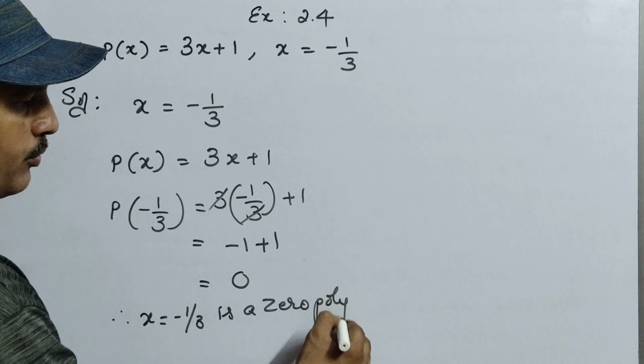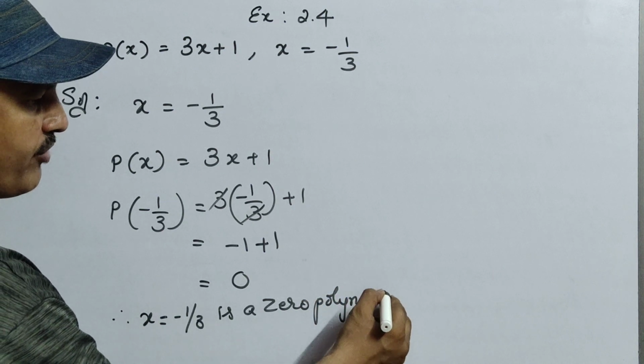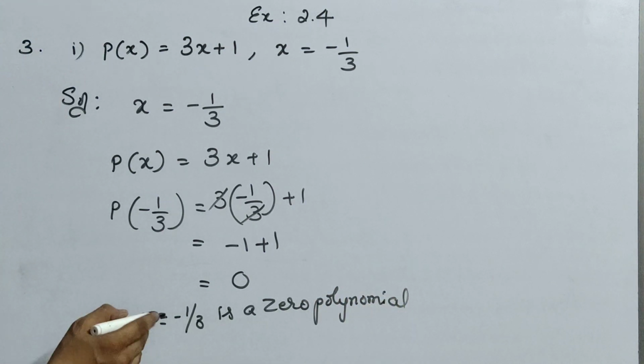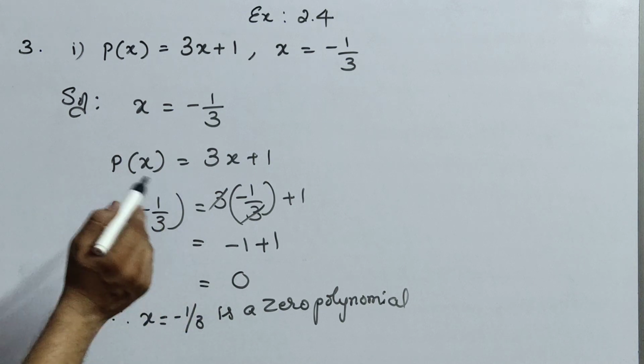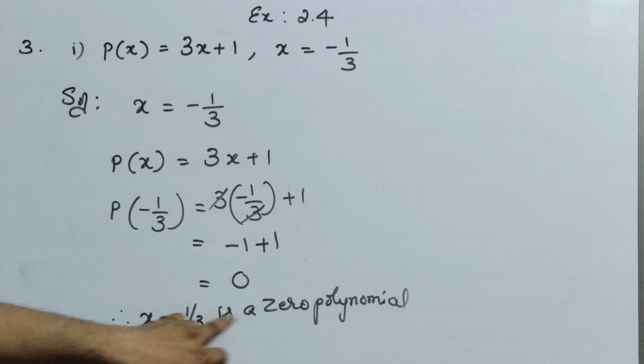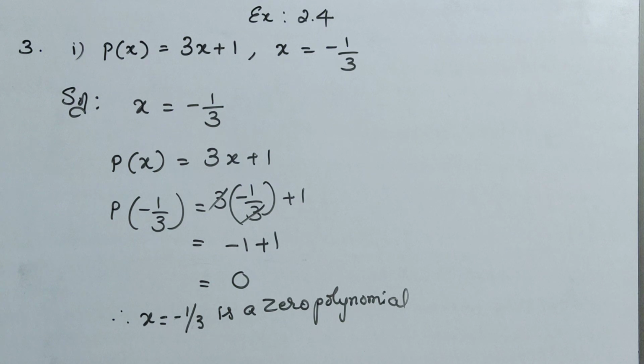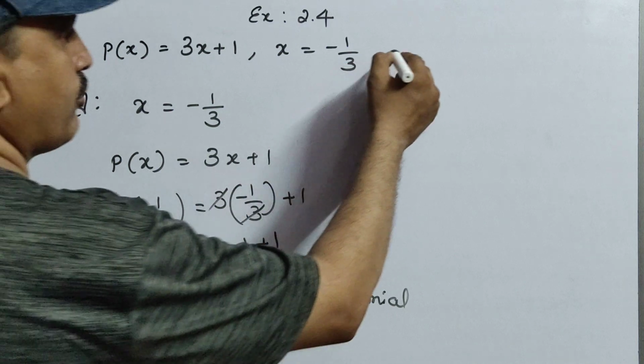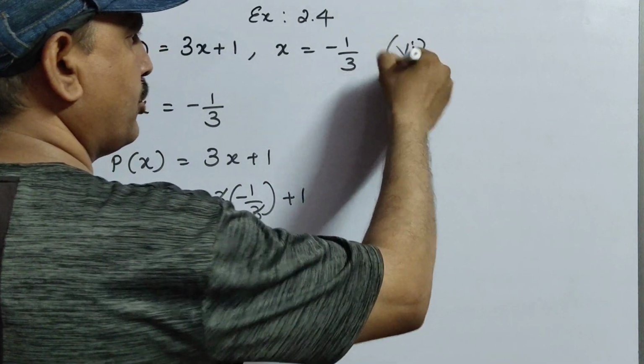Actually, you know children, a zero of the polynomial means it's a root. To be frank, if you substitute minus 1 by 3 and you get the value 0, it means it's a root. So x equals minus 1 by 3 is a zero of the polynomial. Next, you may get doubts like in the sixth sum, so whatever doubts you are getting, such types of problems I am doing here.